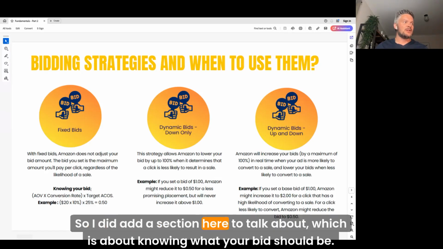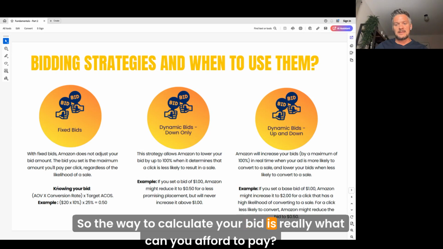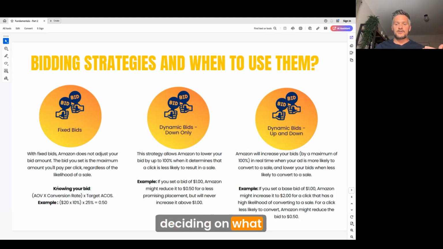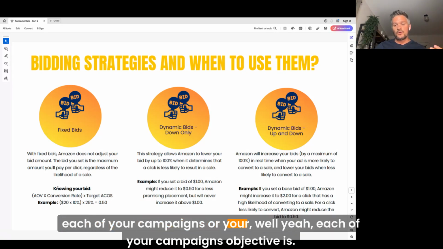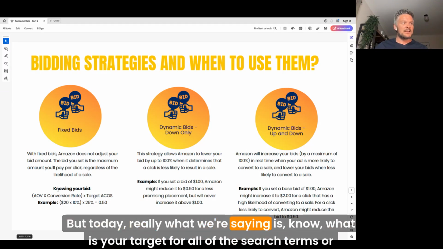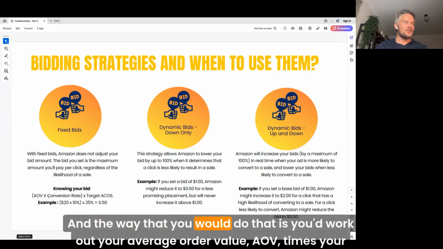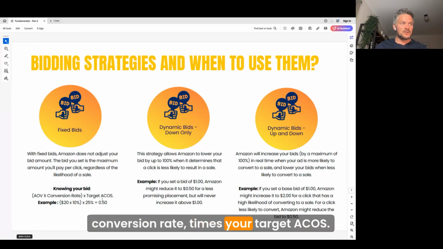So I did add a section here to talk about, which is about knowing what your bid should be. So the way to calculate your bid is really what can you afford to pay. And so there's a whole another episode that we probably will get into at a later time, which is deciding on what each of your campaigns' objective is. But today, really what we're saying is, what is your target for all of the search terms or targets that you are advertising on? And the way that you would do that is you'd work out your average order value, AOV, times your conversion rate, times your target ACOS.